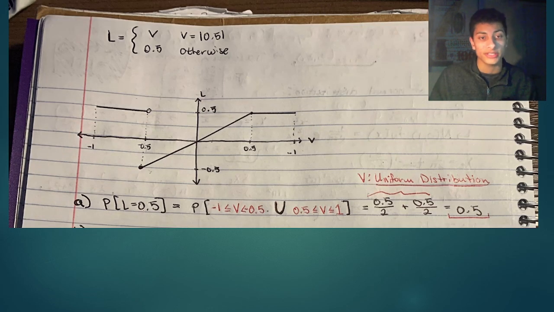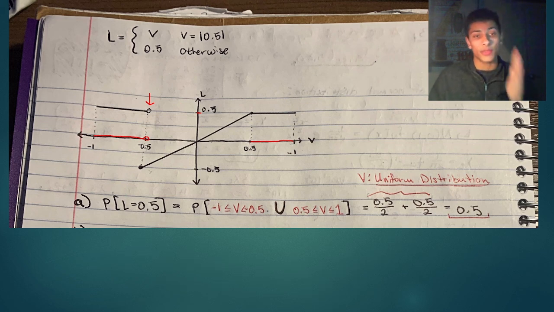The probability that L is equal to 0.5. Looking at our graph over here that we've constructed from the equation given to us in the question, we can see that L is equal to 0.5 whenever our V is between this range right here, and whenever our V is between this range right here. Now pay attention here because at this point, L is not actually equal to 0.5 because we have a discontinuity here. L is actually at this point going to be equal to negative 0.5 because of our relationship here where when V is equal to negative 0.5, L is equal to V.